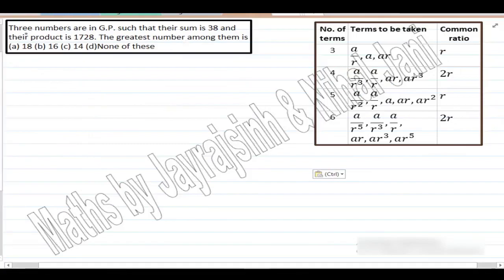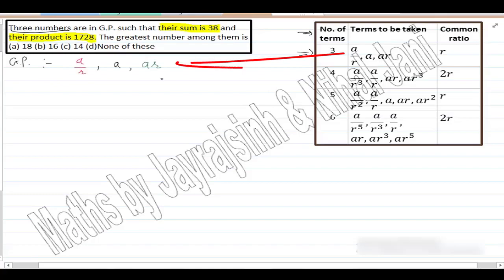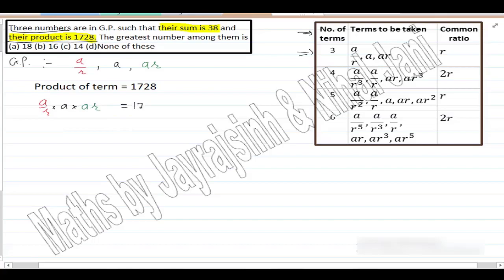In this question, we have three numbers in GP such that their sum is 38 and their product is 1728. And you know that whenever we have a product of GP terms, we have to assume terms in a particular way, and here we have to assume three numbers. So our required terms in GP will be A by R, A and AR. Okay, now let's use the condition that their product is 1728. So we can say A by R into A into AR must be 1728, right? Or we can say A cube will be 1728, which gives us A is equal to 12.